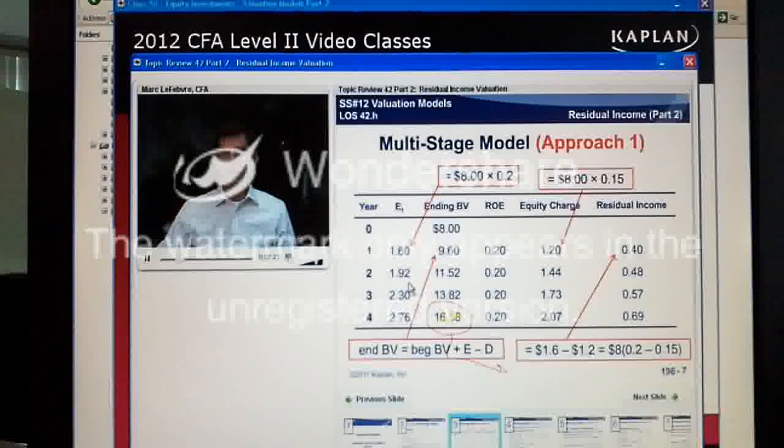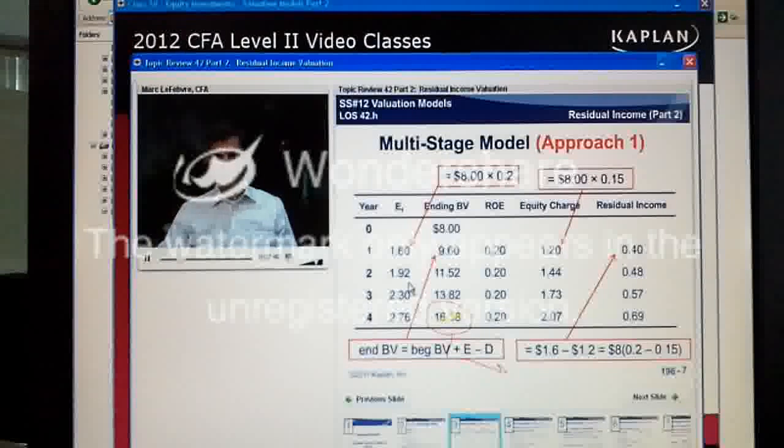Now lastly, if we take the $13.82 times the 15% cost of equity, we get the equity charge of $2.07. Subtract that from the 2.76, and you get 69 cents in year 4. Okay, so all of these values are going to be important when we walk through the next stage of the model.